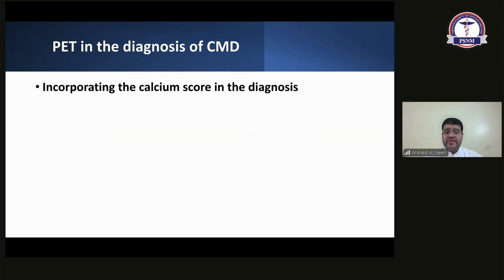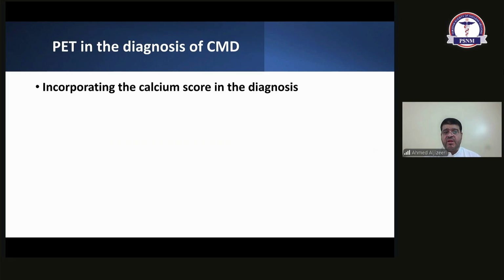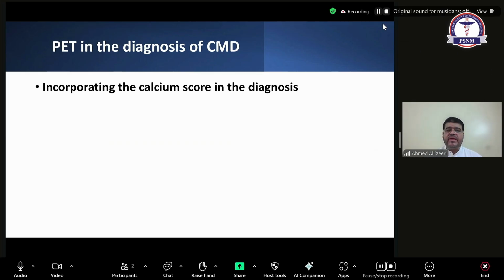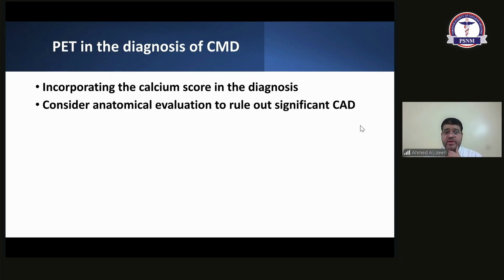Now, remember that incorporating calcium score in the diagnosis is essential. If I have seen a patient with severely reduced flow reserve, but the calcium score is very low or zero, then the likelihood of the patient having coronary artery disease is very, very low. It is not excluded, but it is extremely low. We have to consider anatomical evaluation in those patients to rule out significant coronary artery disease, particularly if the likelihood of the disease is very high.